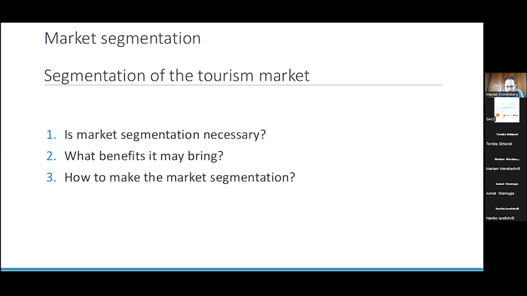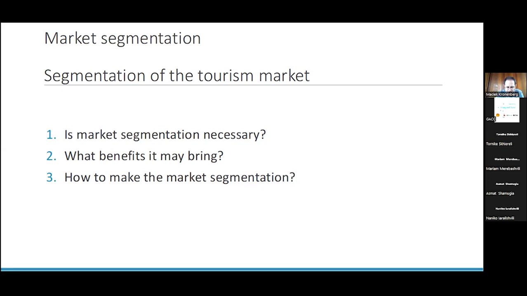This way you gain the analysis of the market segment, of the market structure, and, what's more important, you can position your product on this market. Positioning your product means adjusting it to the tourist needs. What benefits may market segmentation bring? Of course, as I mentioned a while ago, adjusting to tourist needs is the most essential benefit.